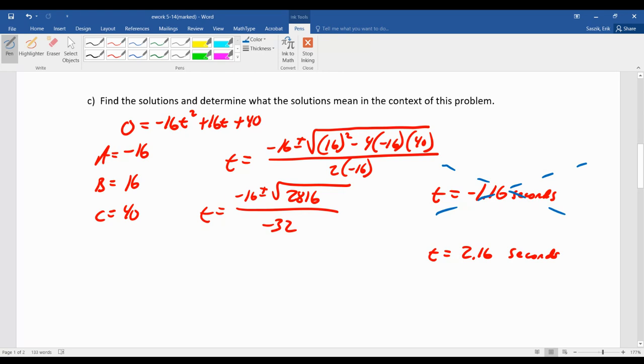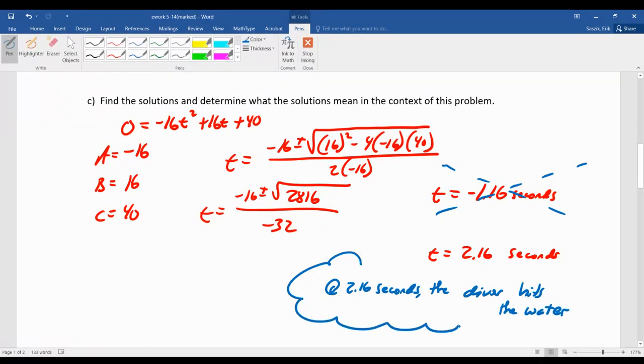But what does it mean? What does it mean? What happens at 2.16 seconds? Remember, the solutions are when the y-intercept is 0. In this case, when h is 0. We set it equal to 0 right there. And what does that mean? At 2.16 seconds, the diver hits the water. Okay, that's what it means. All right.